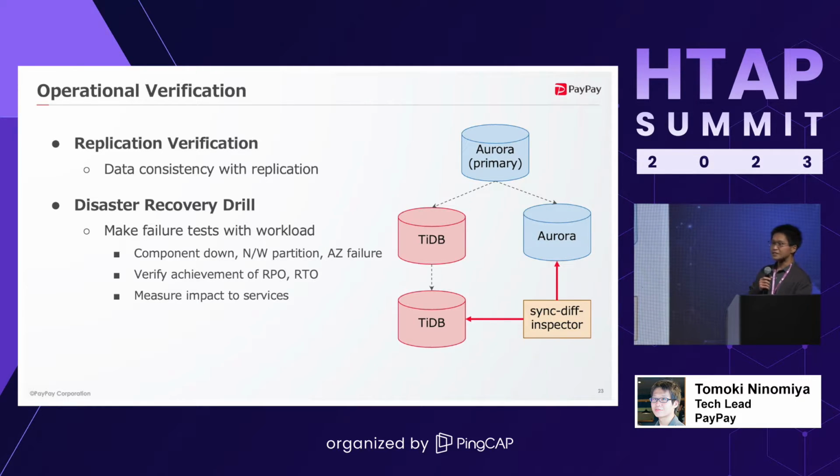And another part is to address stability. So we ran a disaster recovery drill by ourselves. We made a failure test with the wallet application workload, like component down or network partition, and other failures in AWS. And we verified achievement of RPO and RTO, and we were able to measure impact to services, and it was improved compared to the previous architecture.